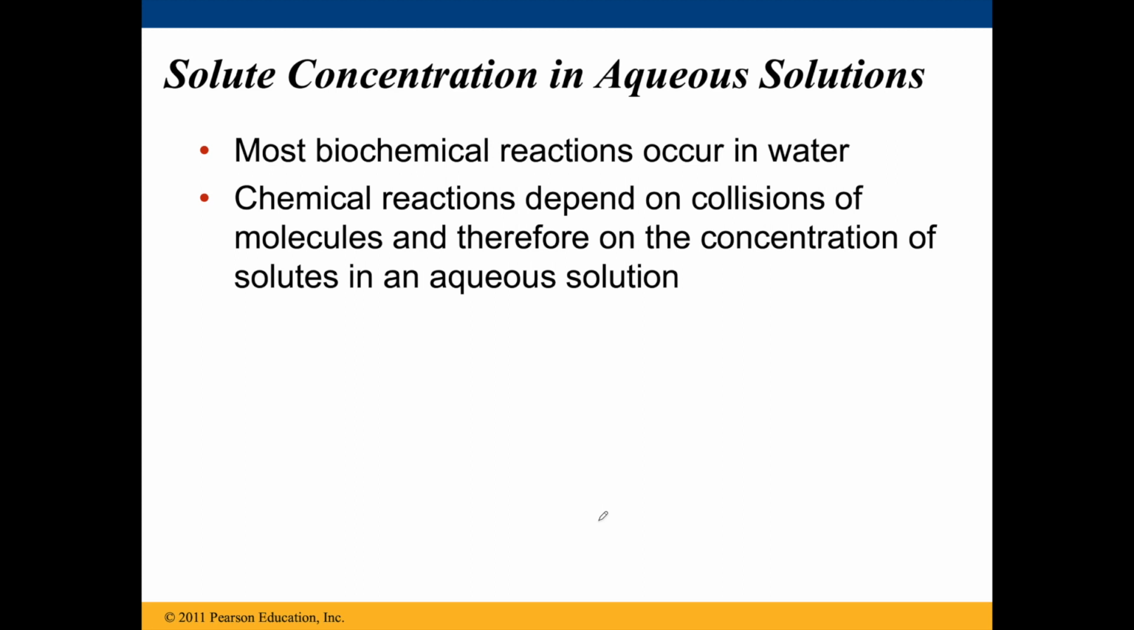Chemical reactions depend on collisions of molecules and therefore on the concentration of solutes in an aqueous solution. So what that is saying is, let's say you have two chemicals, chemical A and chemical B, and they're going to react with each other to form chemical C. Well, in order for chemical A and chemical B to react with each other, first they have to collide with each other. They have to run into each other. Okay, if they're not near each other, they can't react with each other.